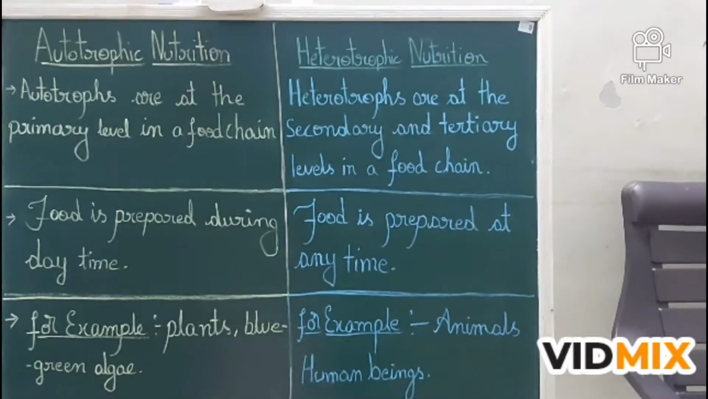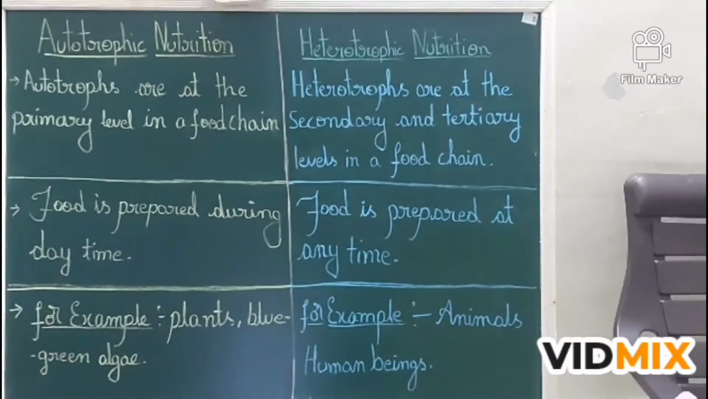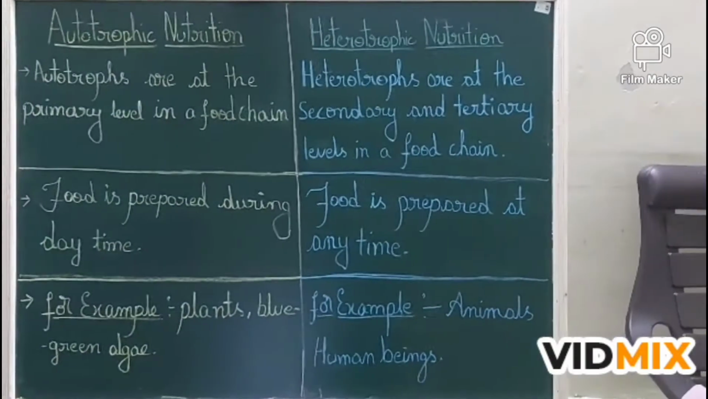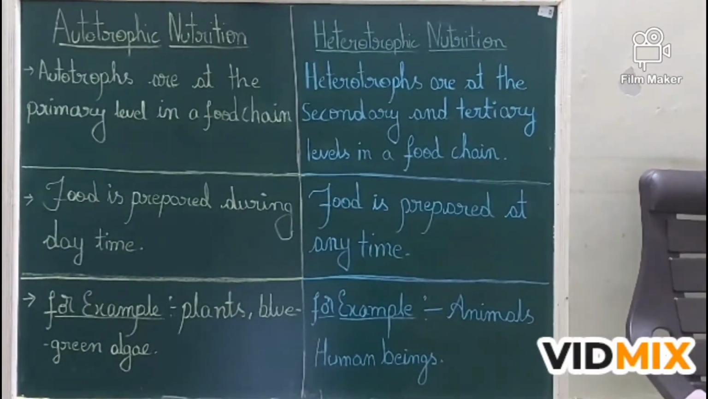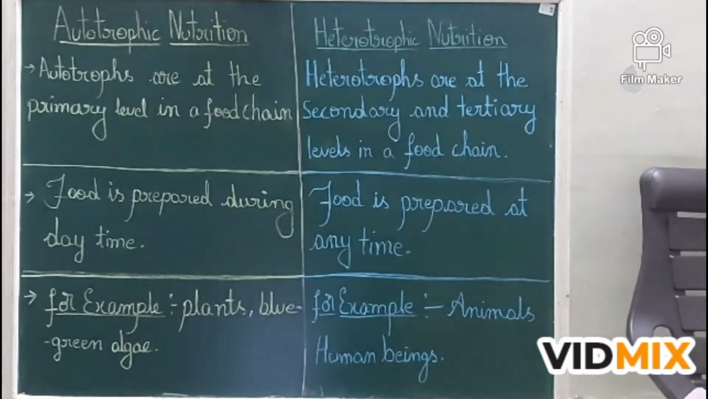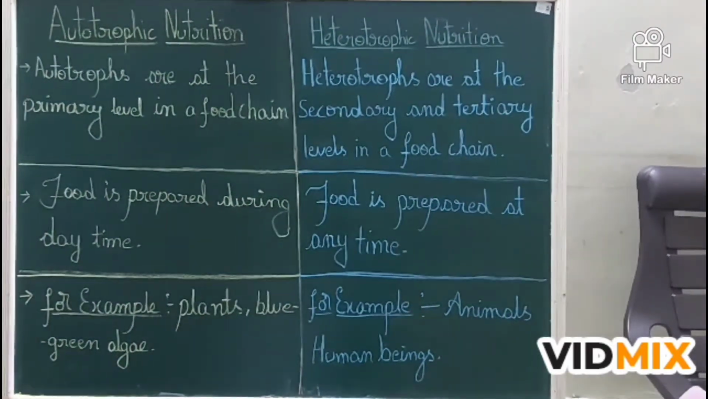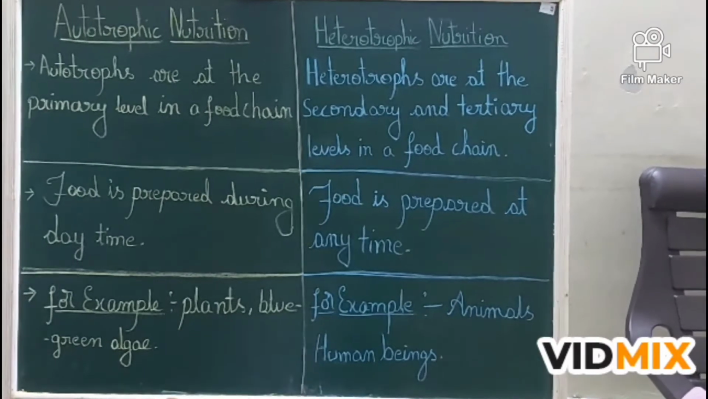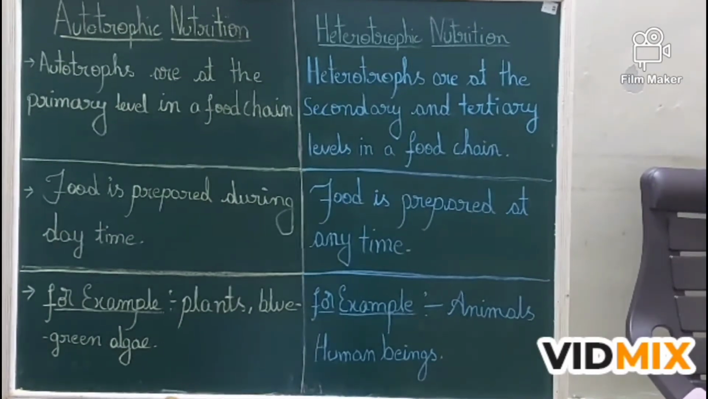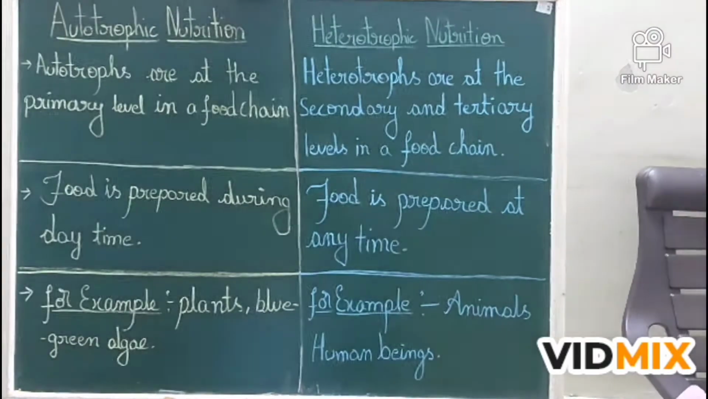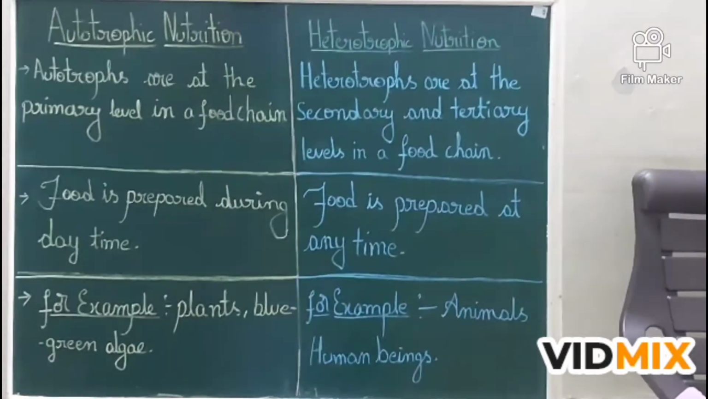Autotrophs are at the primary level in a food chain. Heterotrophs are at the secondary and tertiary levels in a food chain. In autotrophic nutrition, food is prepared during daytime. Under heterotrophic nutrition, food is prepared at any time. The examples of autotrophic nutrition are plants, blue-green algae, etc. The examples of heterotrophic nutrition are animals and human beings.